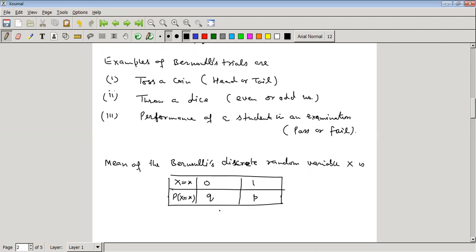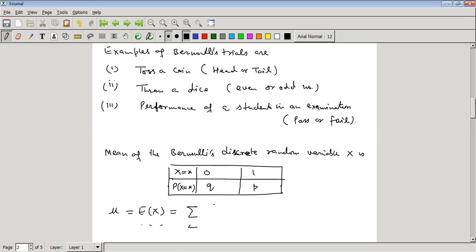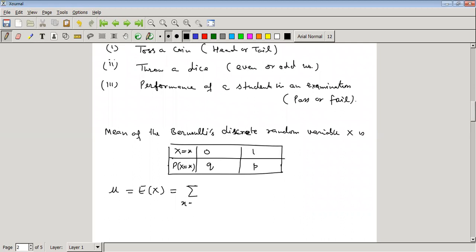So now we know that we denote mean by mu, and it is expectation of x, that is equal to summation, because it is a discrete random variable. So we take x equal to 0, 1. We have only two values, and the sum of xi into probability of x equal to xi. So we put 0 into probability of x equal to 0 plus 1 into probability of x equal to 1.